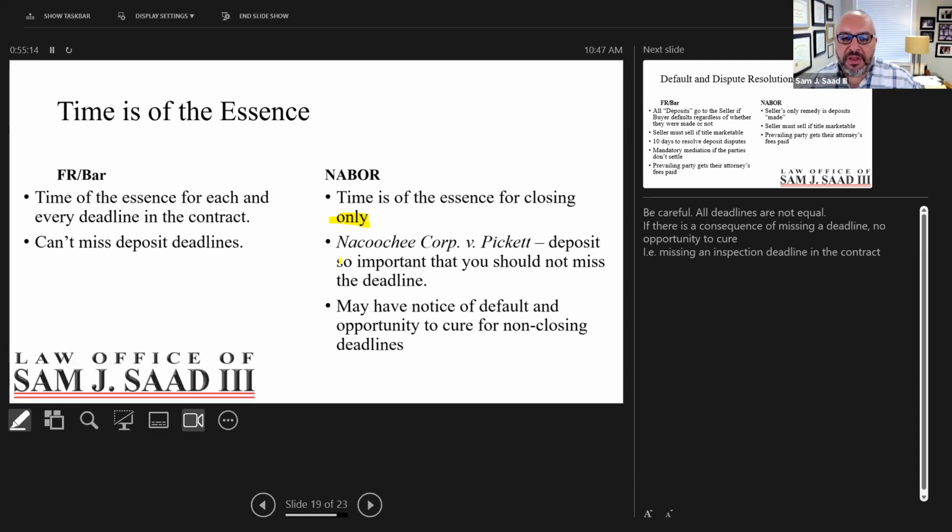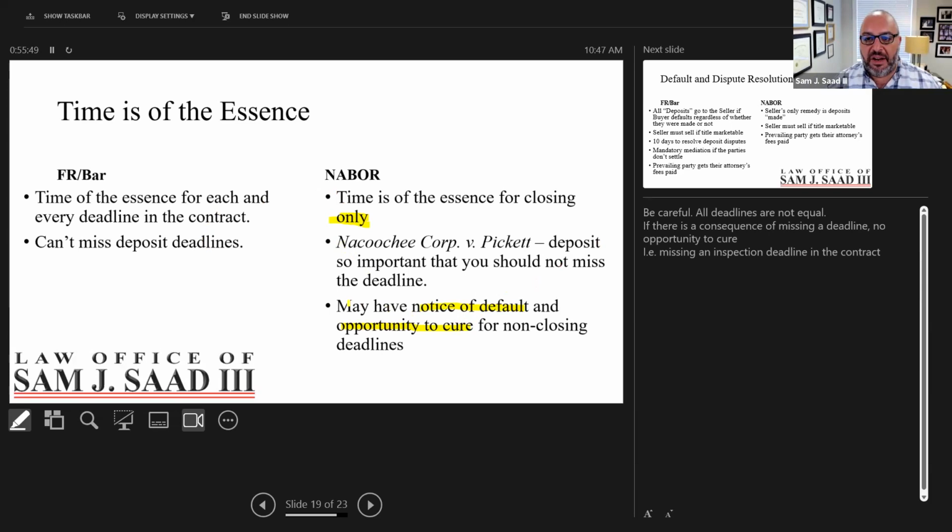What does that mean? That means that the lawyer sends the breaching party a letter, and it says, if it's the deposit, for example, buyer, you missed the deposit deadline. You have 1 business day to complete your deposit, or we're going to terminate the contract and keep your first deposit if it's the second deposit. So you got to notice the default and give an opportunity to cure under NABOR. Under FRBAR, if you miss a deadline, time is of the essence, the contract terminates.